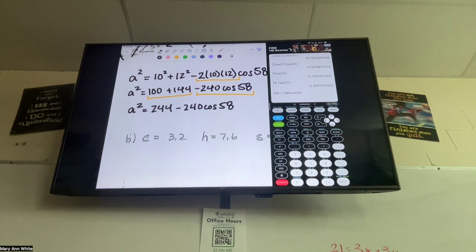What mode should my calculator be in? Degrees, great. I've already been in degrees, so I probably shouldn't have to change it. Have we been in radians at all yet in this section? No. 116.8, and that's equal to a squared. Am I done? Good, square root. My answer, and I get 10.8.